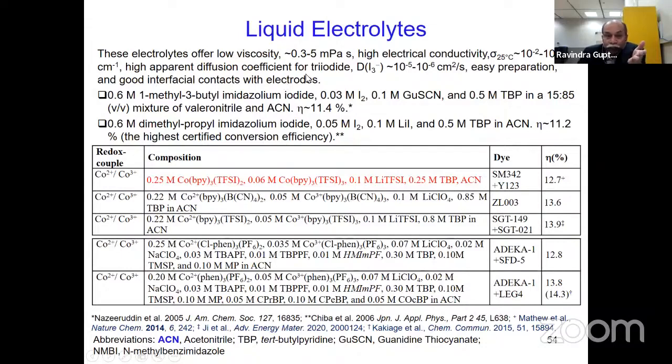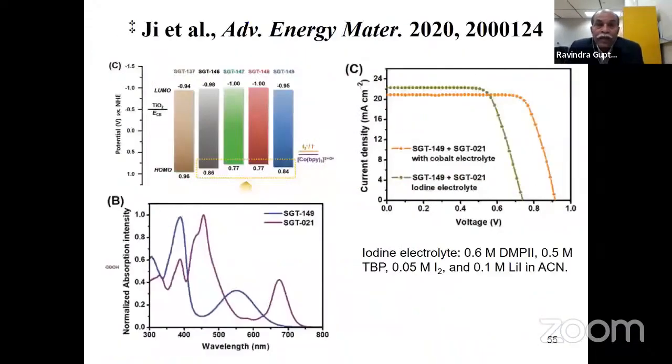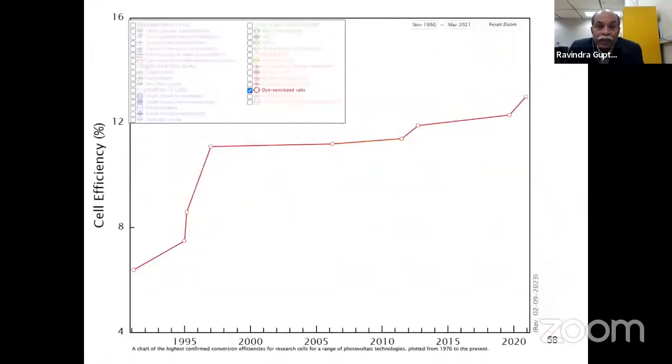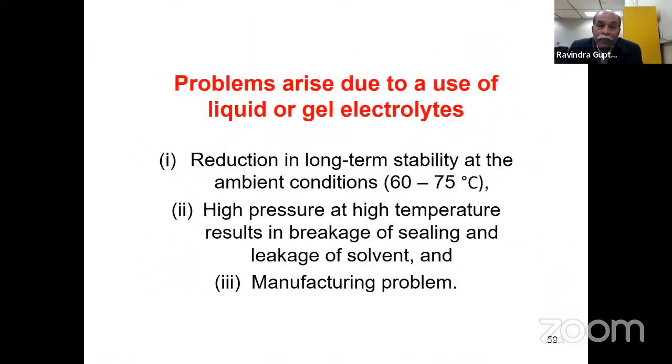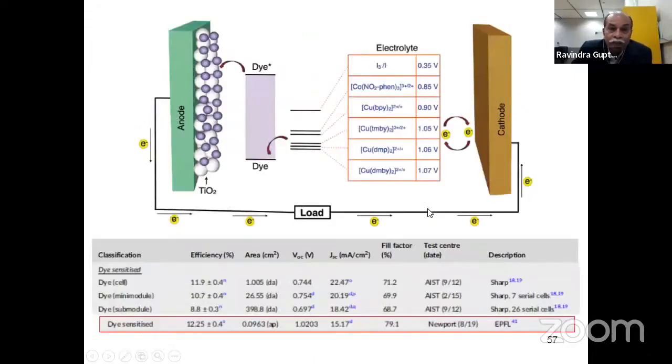But the problem is these are liquid electrolytes. As Dr. Ansuman Dalvi told, we don't want liquid electrolyte. Why? Because we have so many problems. Reduction in long-term stability, high pressure at high temperature results in breakage of sealing and leakage of solvent, as well as the manufacturing problem. So we don't want it, okay?